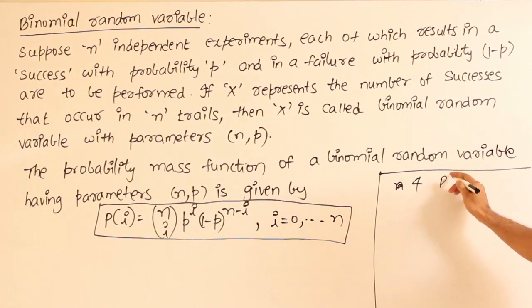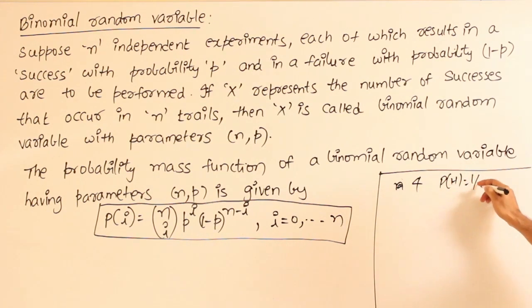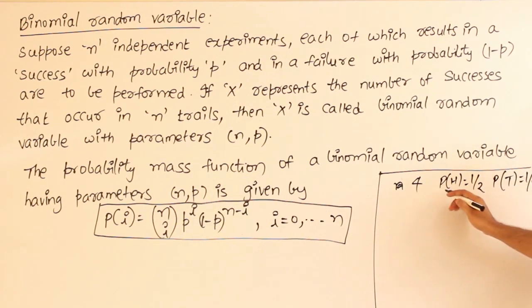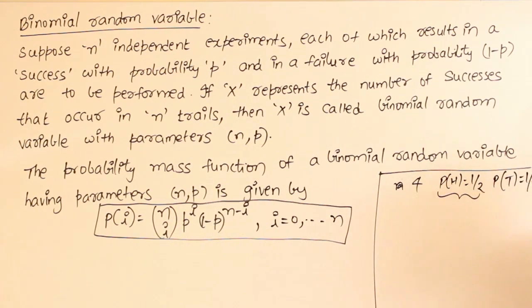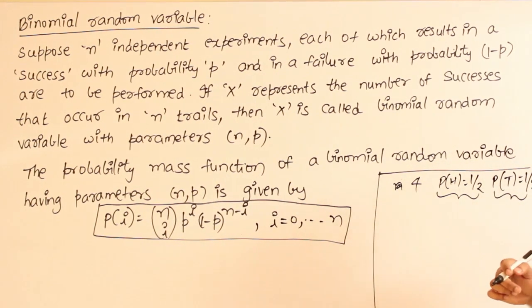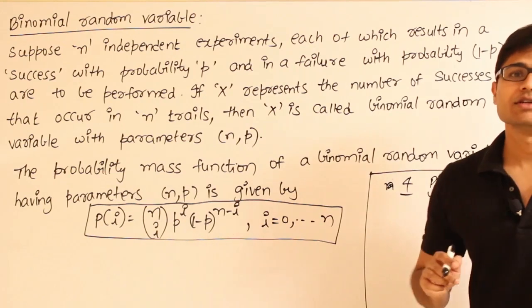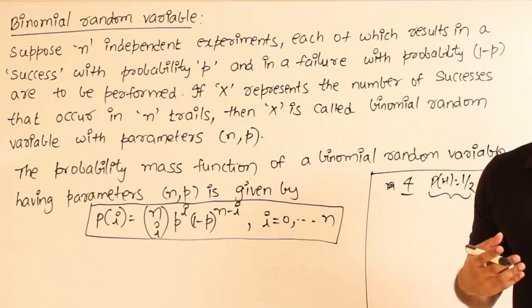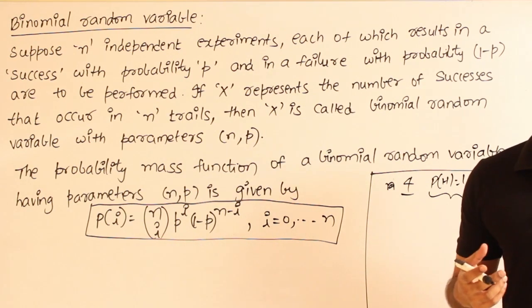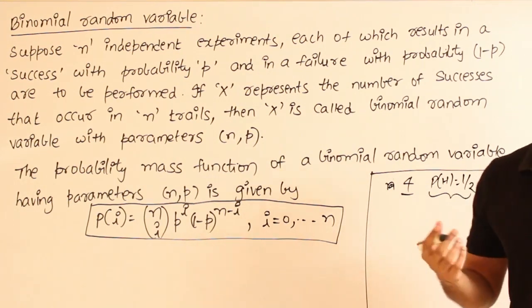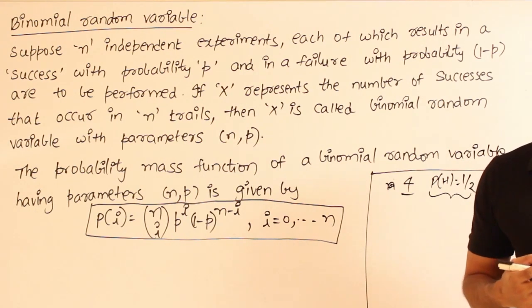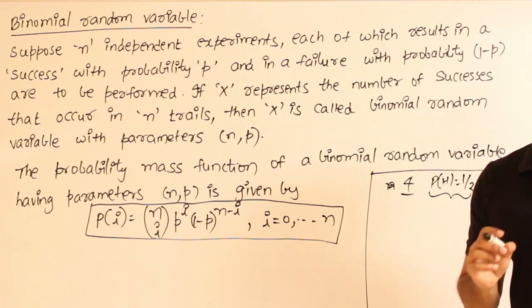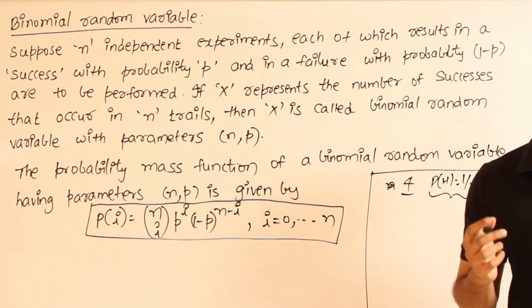Let us assume that we are flipping 4 coins, and the probability of getting a head is 1 by 2 and the probability of getting a tail is 1 by 2. Assume that getting a head is a success and getting a tail is a failure, and you are flipping 4 coins in total. Then what is the probability that you get exactly one success? If that is asked, how can you answer it?